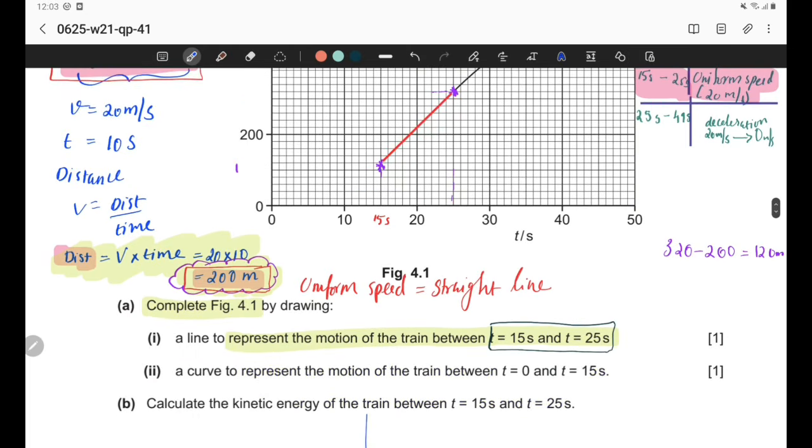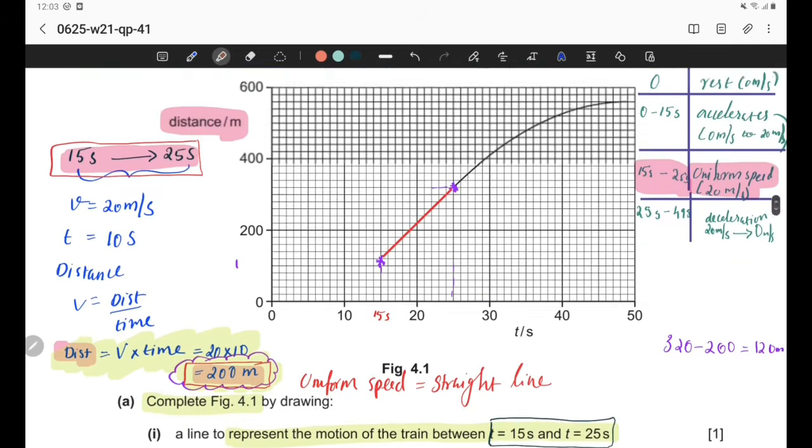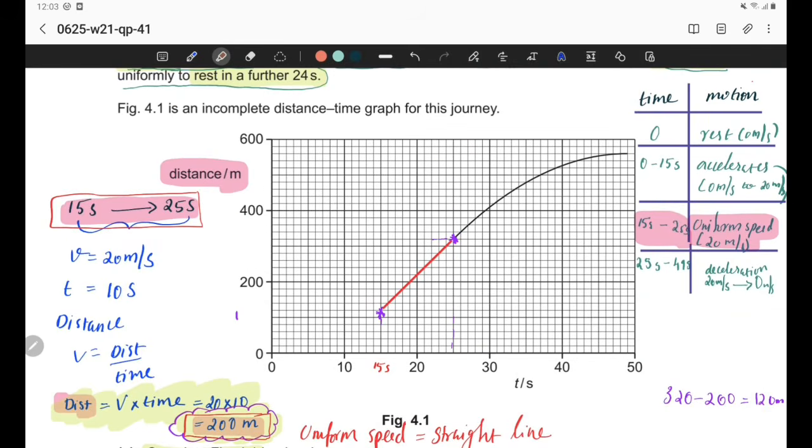Next, part 2, we have to plot a curve to represent the motion of the train between 0 to 15 seconds. So let's look at the motion of the train between the time interval 0 to 15 seconds. We can understand it accelerates. So for accelerated motion, the distance time graph will always be a curve. Since it is accelerating, the curve should be upwards. So you can plot a curve like this. Then it should continue to be a straight line. So this is the graph of the motion of the train.